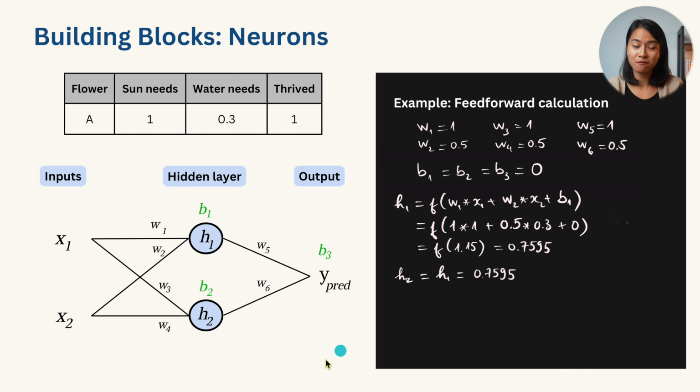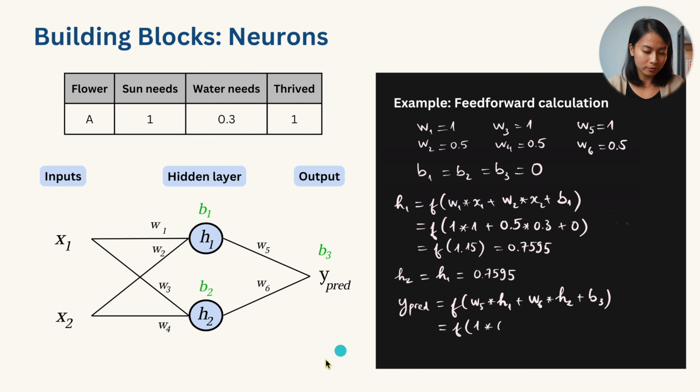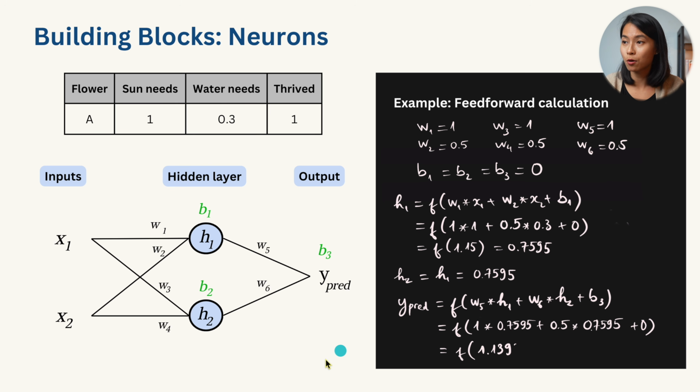H2 is exactly the same as H1, right? It has exactly the same value and same weights, and the final output here of this network, y predicted, will be equal to f of W5 times H1 plus W6 times H2 plus B3, and this is f of 1 times 0.7595 plus 0.5 times 0.7595 plus 0. And if we search for the sigmoid of this value, we will have the final output being 0.7576. That's it for today, and we'll come back for the next part on how to train a neural network.